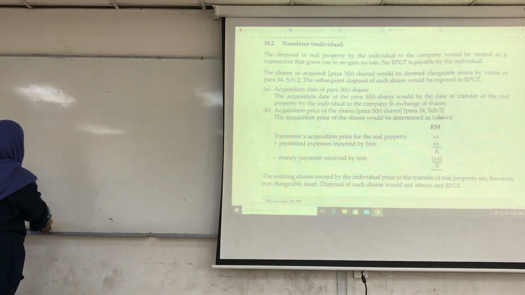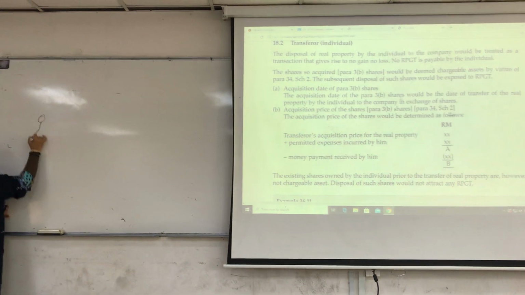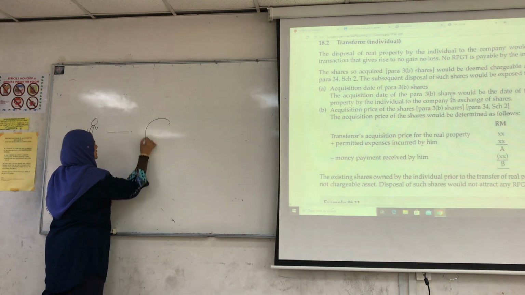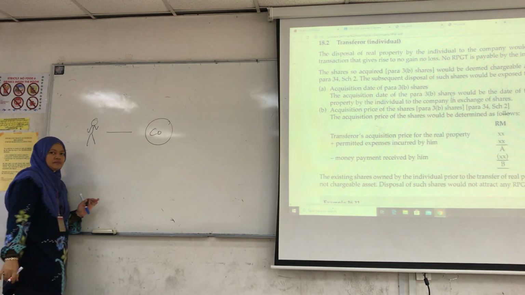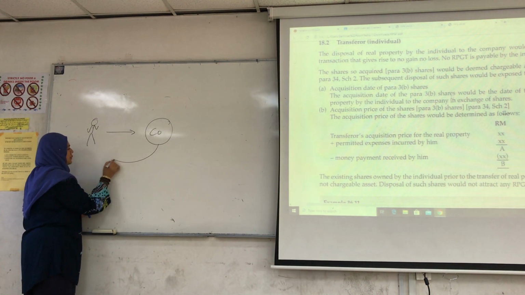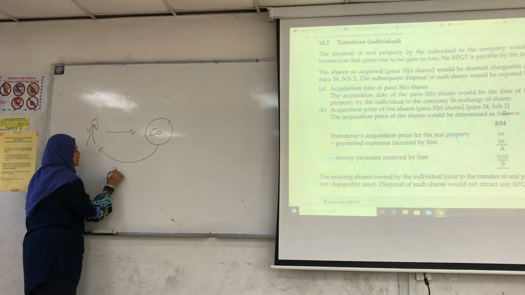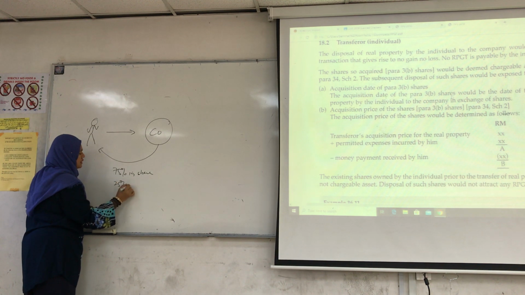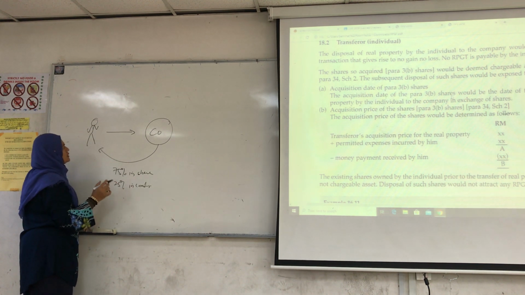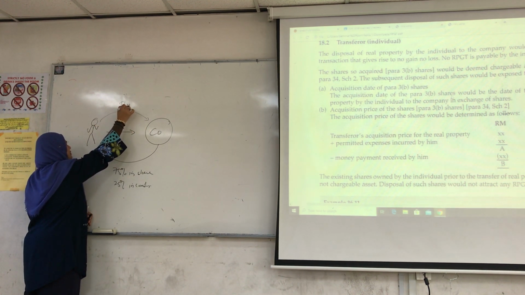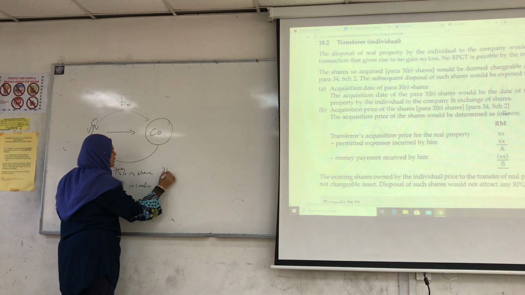So this topic we are looking at an individual transferring property to a company. In return, the company pays him 75% in shares and 25% in cash. So let's assume that the value when you transfer is 1 million. It means that you have shares of 750,000 and cash of 250,000.